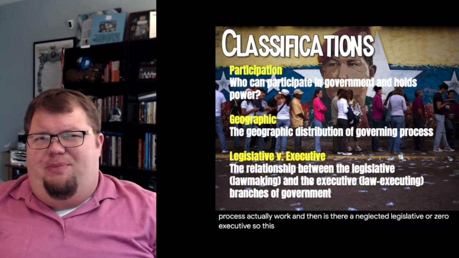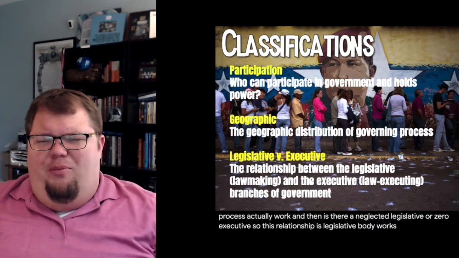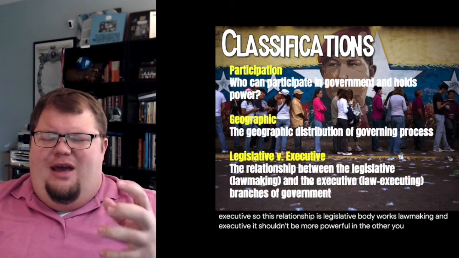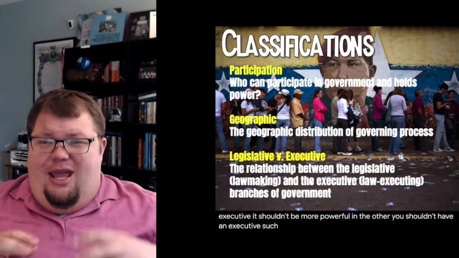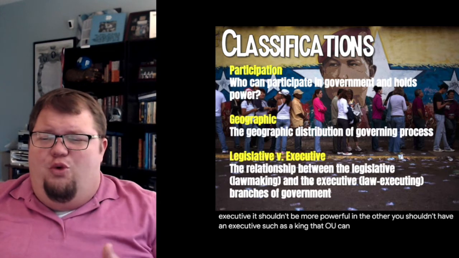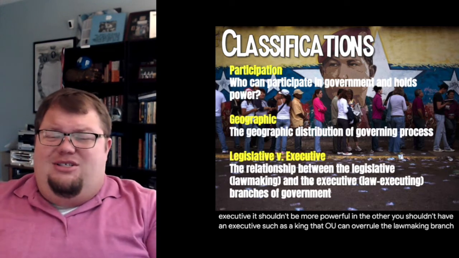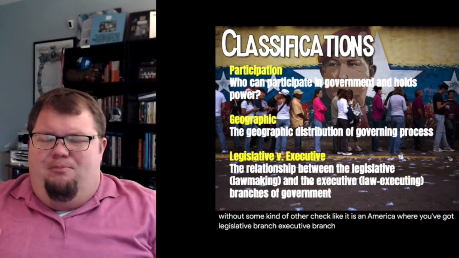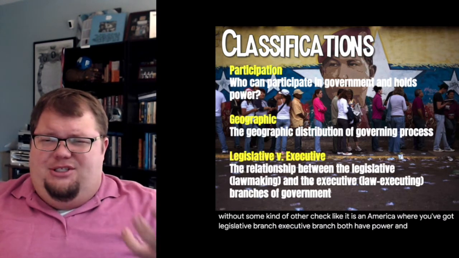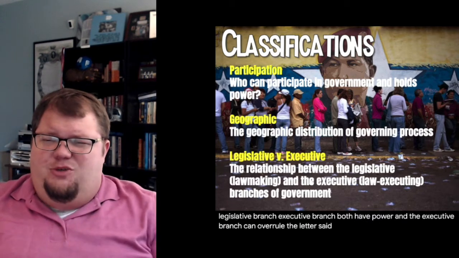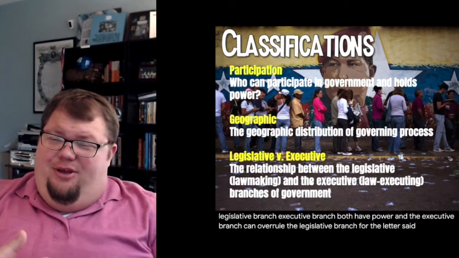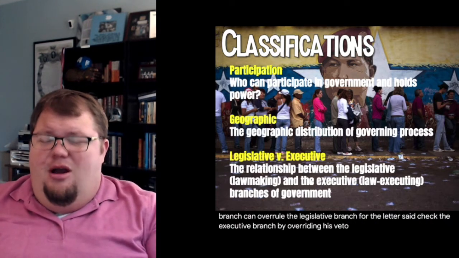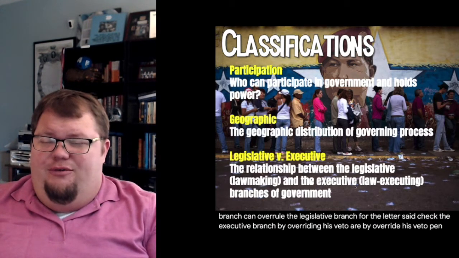So this relationship is a legislative body where it's lawmaking, and executive, it shouldn't be more powerful than the other. You shouldn't have an executive such as a king that can overrule the lawmaking branch without some kind of other check, like it is in America, where you've got legislative branch and executive branch. Both have power, and the executive branch can overrule the legislative branch, but the legislative branch can check the executive branch by overriding his veto, or having a veto override.